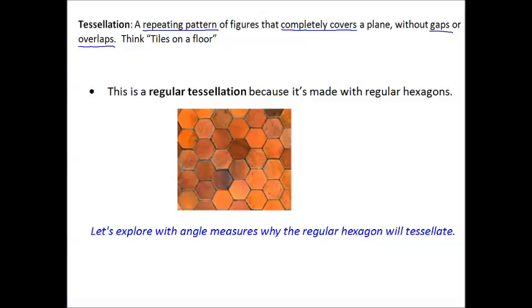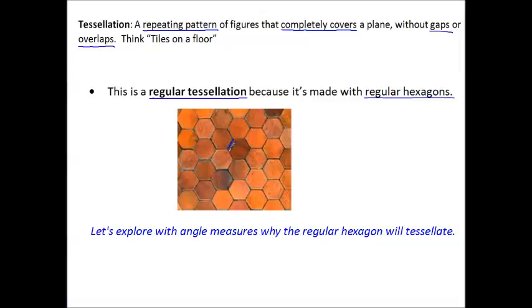This pattern here on this page is actually a tessellation, and it is a regular tessellation. It's called regular because it's made up of regular hexagons. Remember, regular means that the polygon has all congruent angles and all congruent sides.